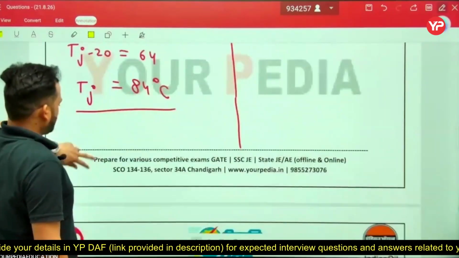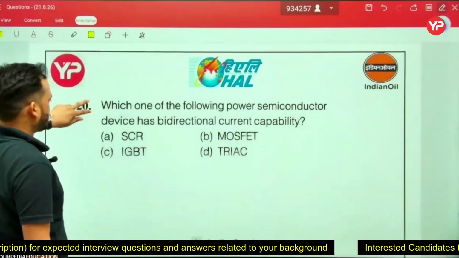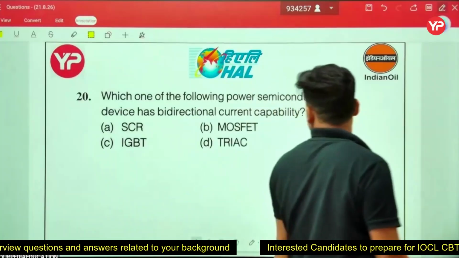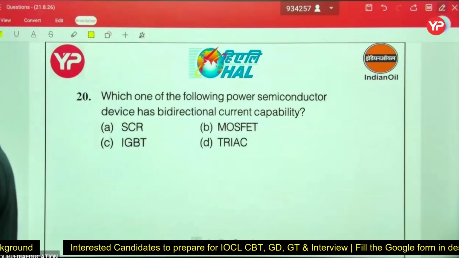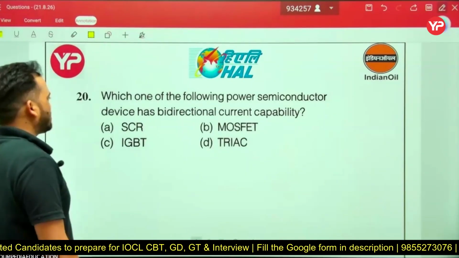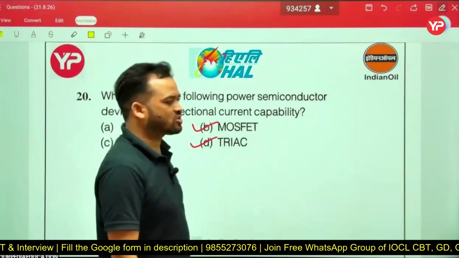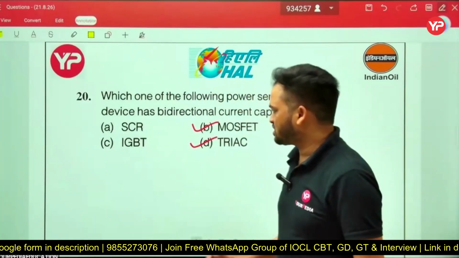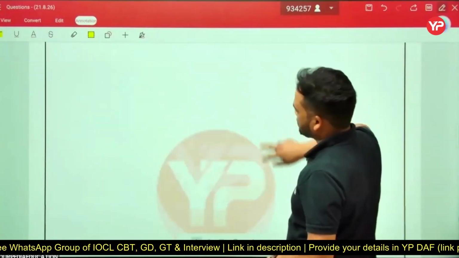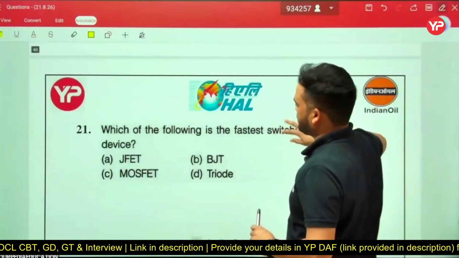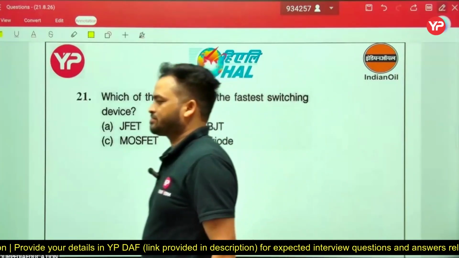Next, and this is the last question. Which one of the following power semiconductor devices has bidirectional current capability? Actually, in this question there is a silly mistake. Two options are correct: triac is also bidirectional and MOSFET is also bidirectional. This is a minor mistake in this question. MOSFET is also bidirectional, beta. This is the last: which one of the following is the fastest switching device?